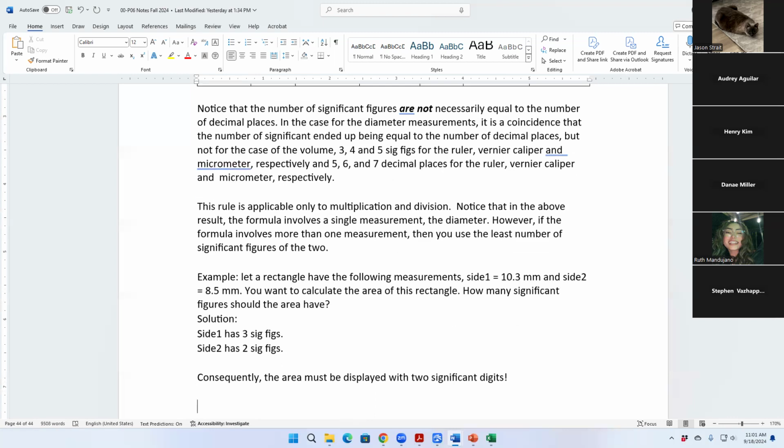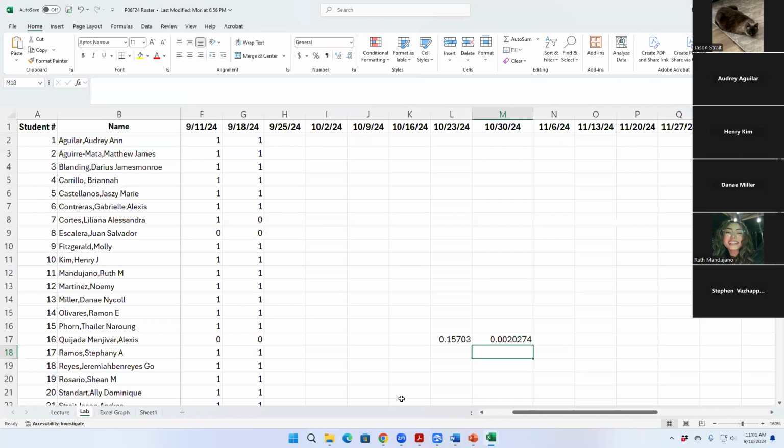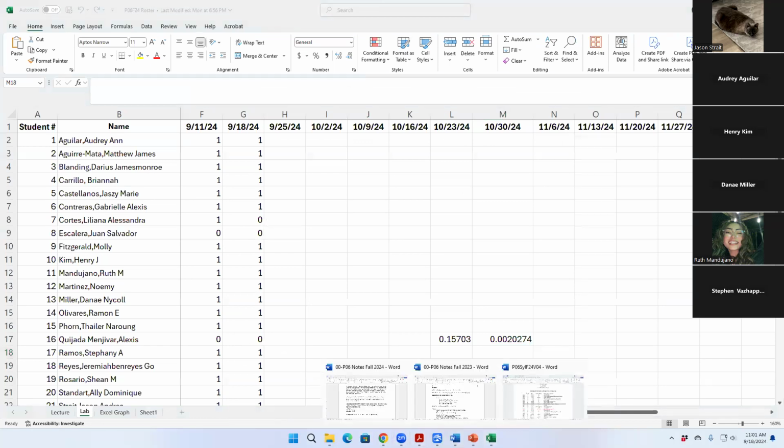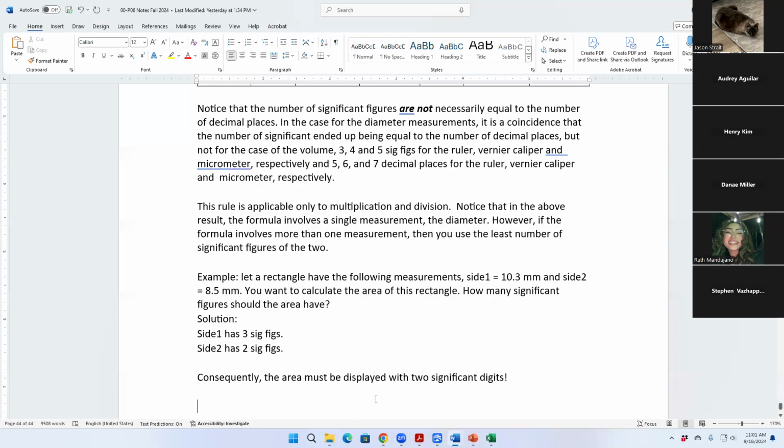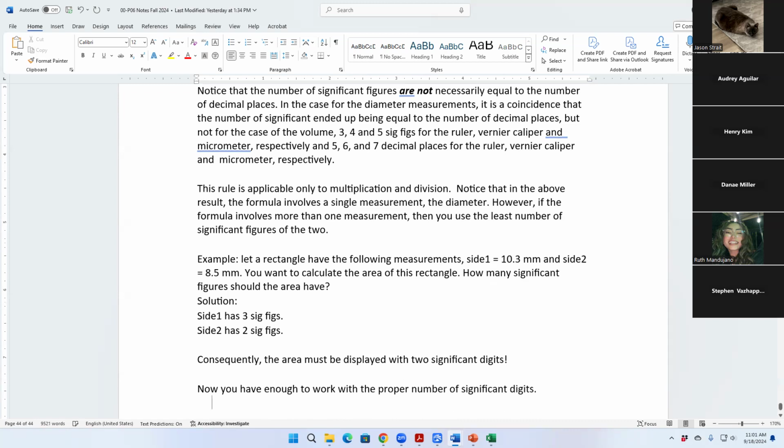What time is that? 11:01. We need a break. Let's see how you're doing there. And so now you have enough to work with the proper number of significant digits.